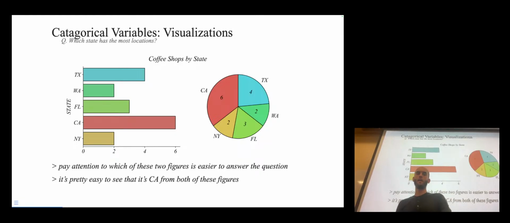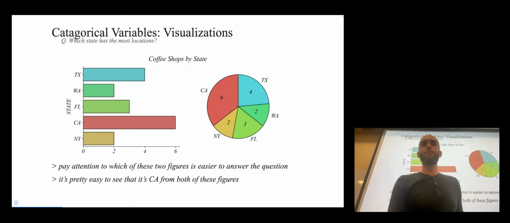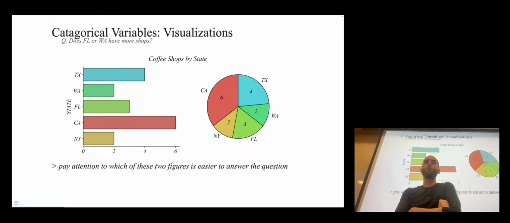Okay, so with this example, it's a little maybe murky. You could go either way. If you're just trying to find the largest, I would say both can potentially work in this case. What about this example? Does Florida or Washington have more shops? I'll give you 10 seconds to pick which one you like better.